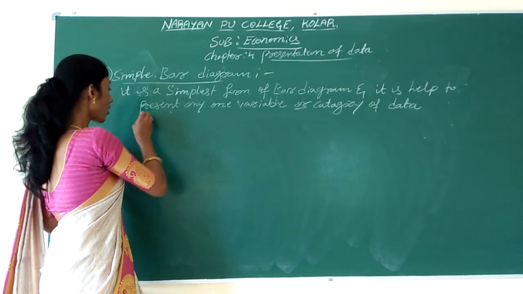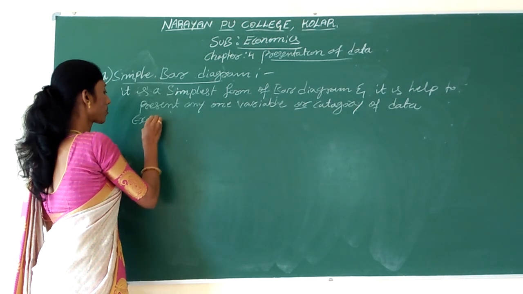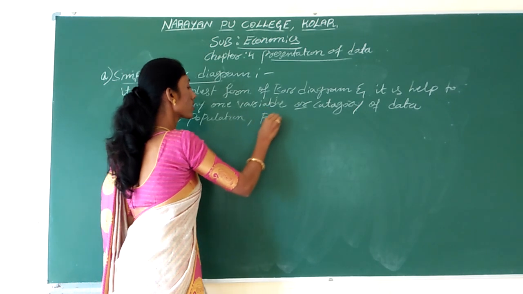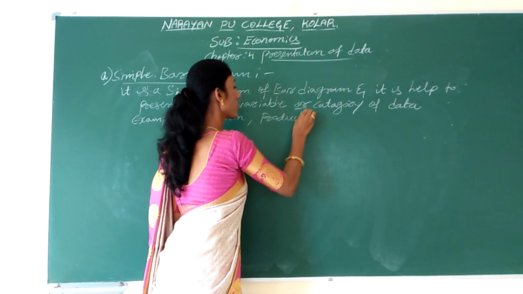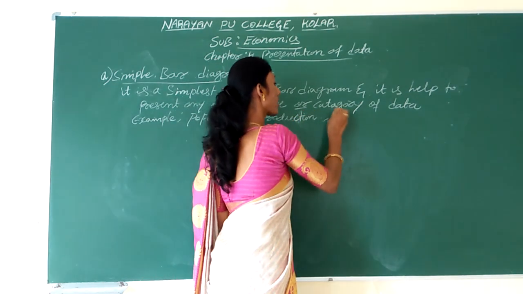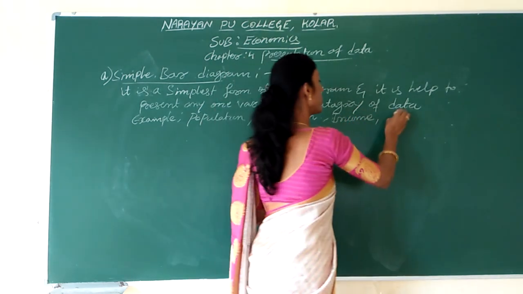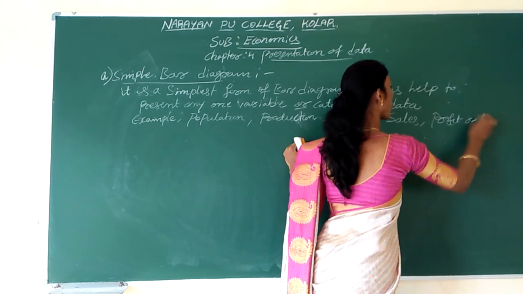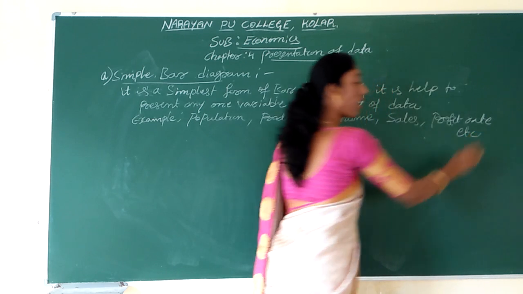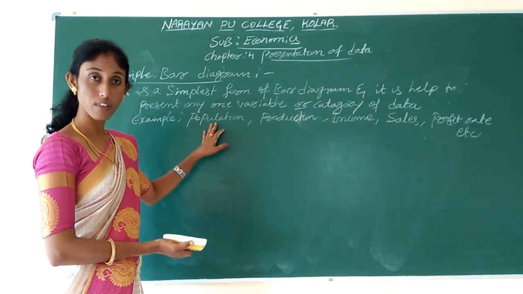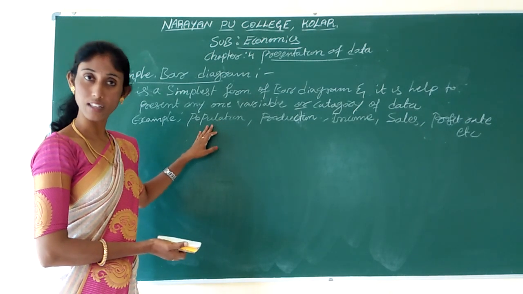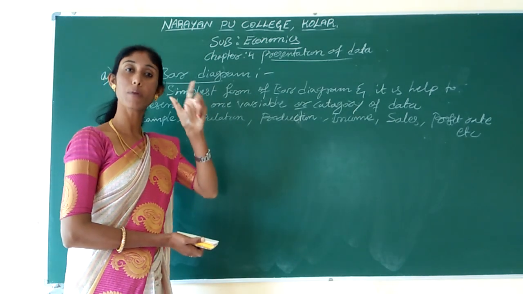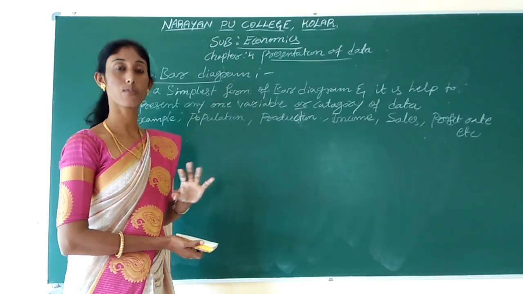Got it? And for example, or for instance, population, or production, income, sales, or profit rate, etc. Likewise, any one variable. For example, if we have chosen a simple bar diagram, we can present the population in that, or production, or income, or sales, or profit. Likewise, any one particular variable we can present in the simple bar diagram. It's the easiest form of bar diagrams.